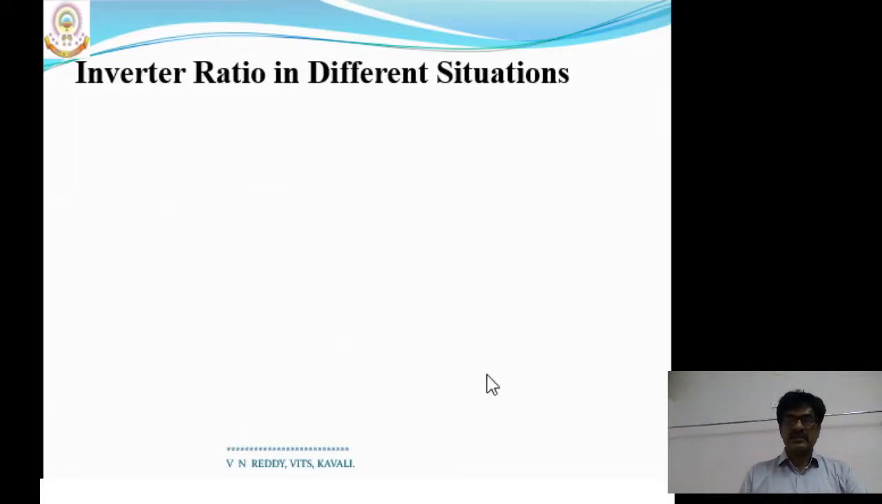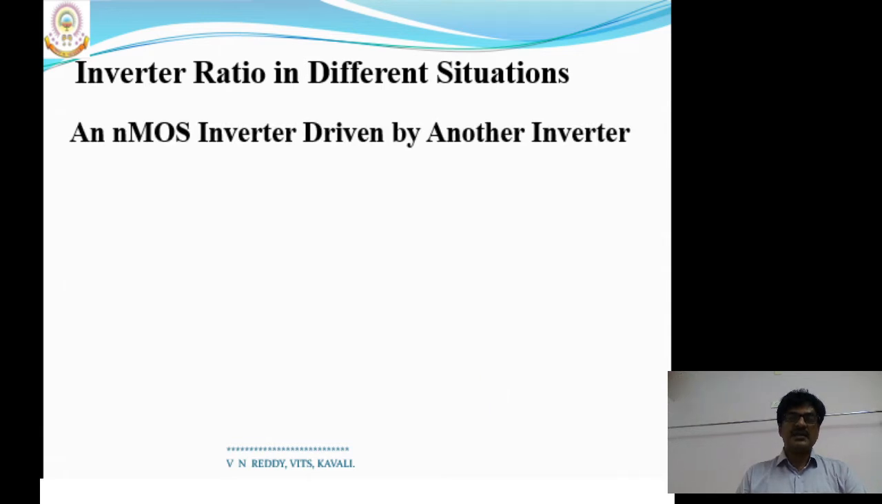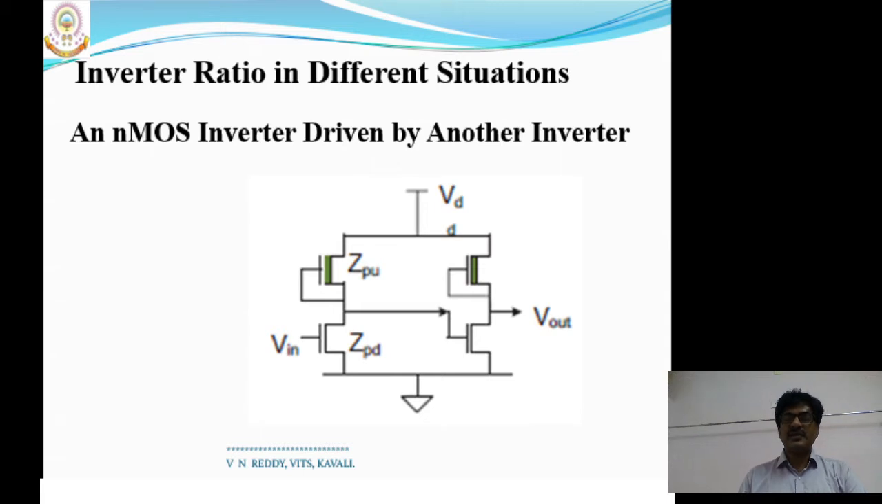The case is an inverter driven by another inverter. Okay, so see the diagram. Here I am taking an NMOS inverter. This is one NMOS inverter. This is another NMOS inverter. In between these two inverters there is a direct connection. No pass transistor exists between one inverter and another inverter. So in this case, how much inverter ratio we need to maintain, that we have to see.